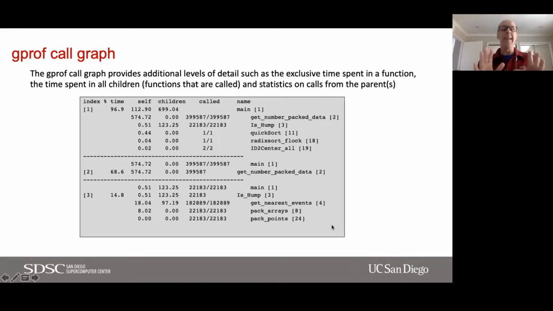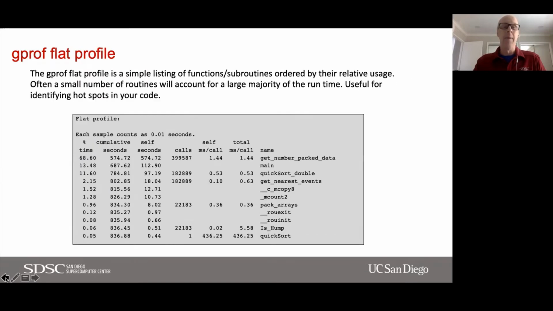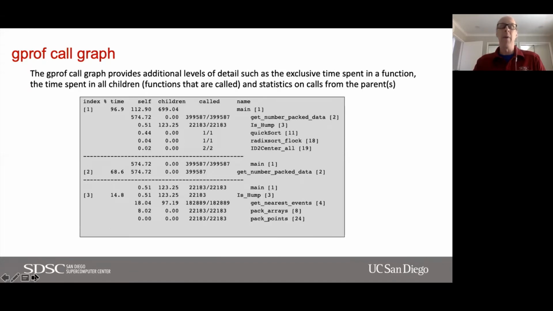All right, the second output that we get from gprof is what we call a call graph. So I find that I don't need to use this too often. I'll typically find that the flat profile really tells me most of what I need to know. But the call graph gives you some additional detail, such as the exclusive time spent in a function, the time spent in all the children, statistics on calls from the parents.